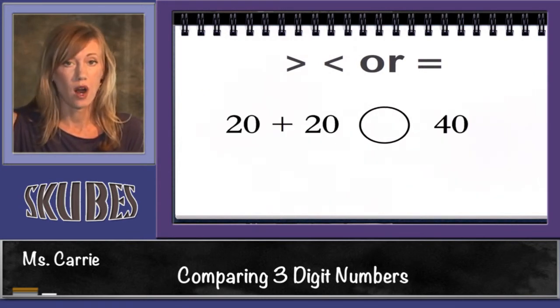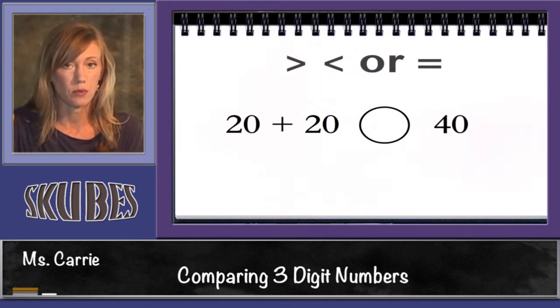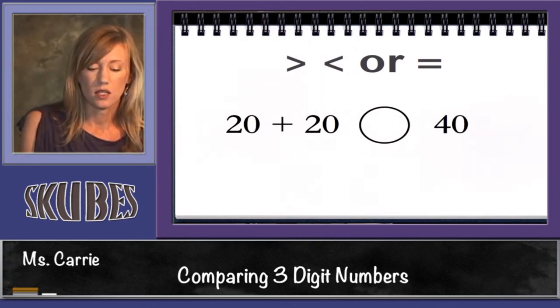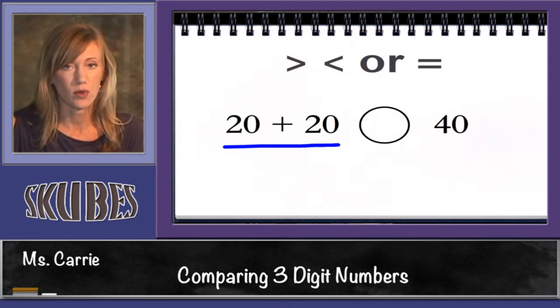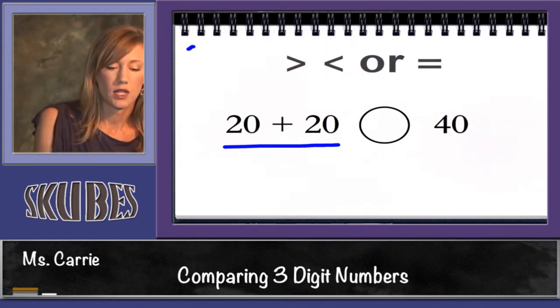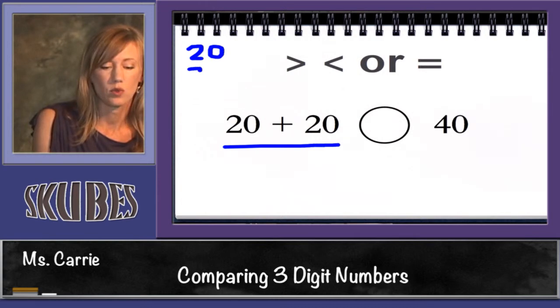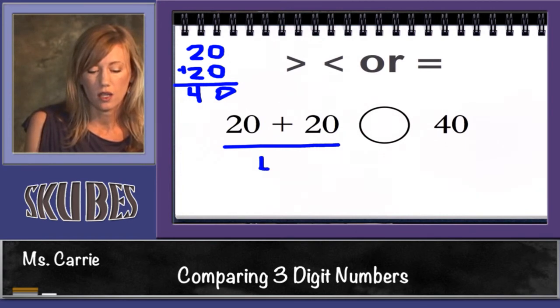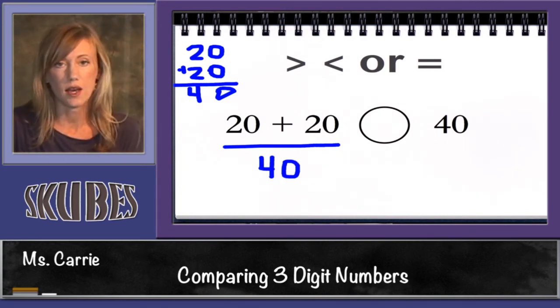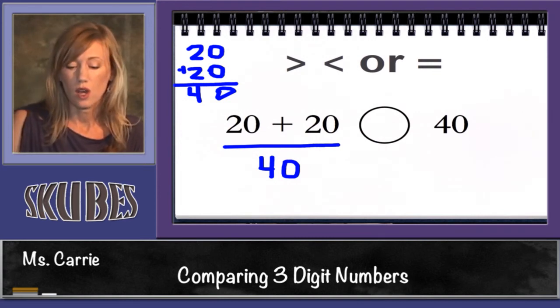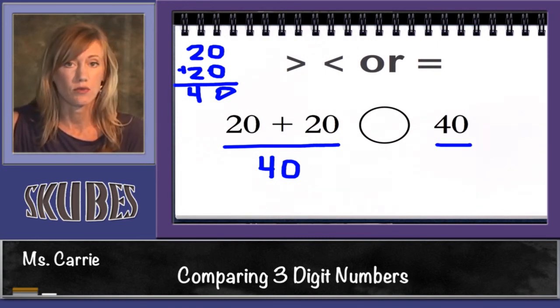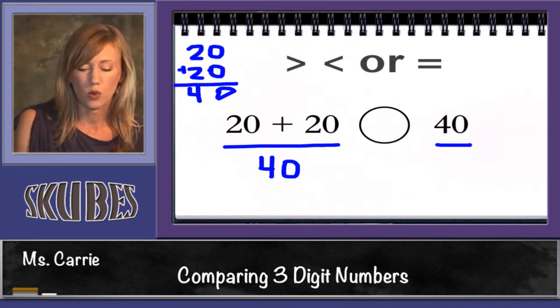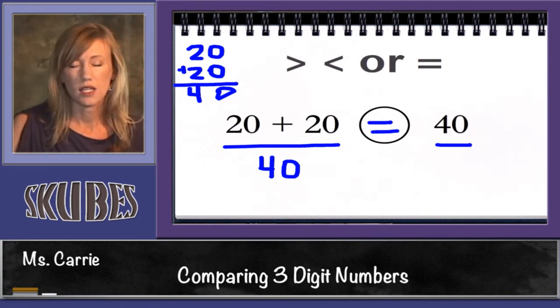Sometimes you have to solve part of the problem before we can decide which symbol goes in. On this side, it says 20 plus 20, so first we have to solve what that is. Well, if we stacked 20 on top of 20 and we added it together, we know that 0 plus 0 is 0 and 2 plus 2 is 4. So this side is 40. And again, you need to go ahead and write the number so you don't forget how much it's worth. Well, over here, the number's already done for us. It's 40. And we know that 40 is the same as 40, so this would read 40 is equal to 40.